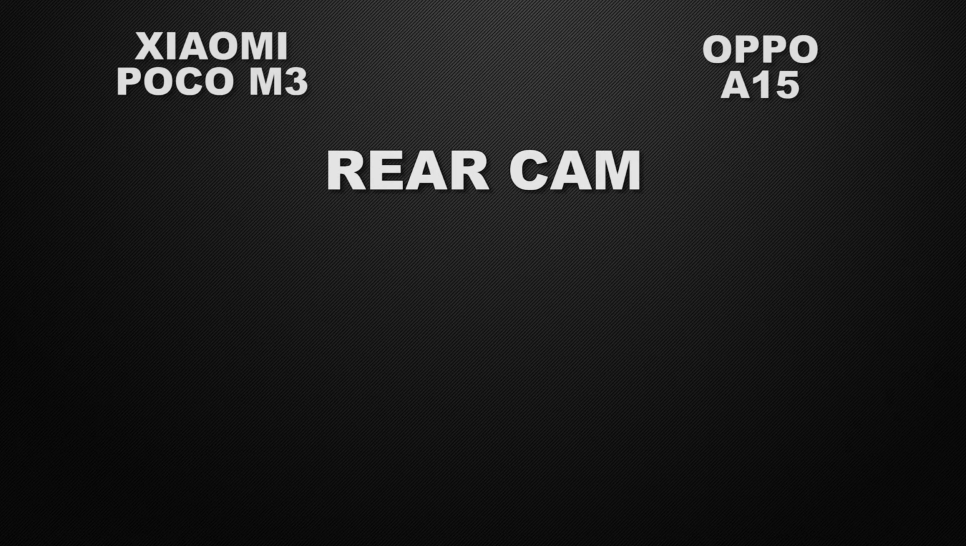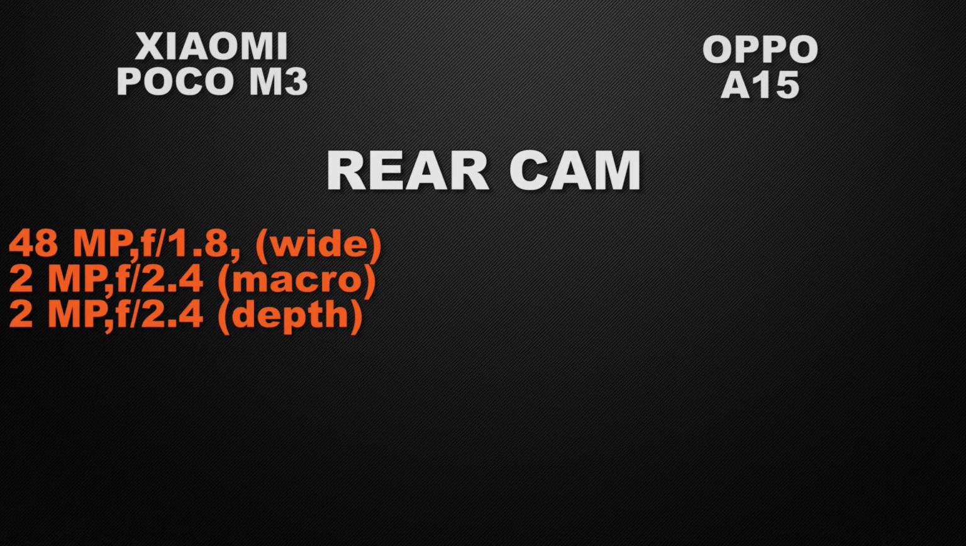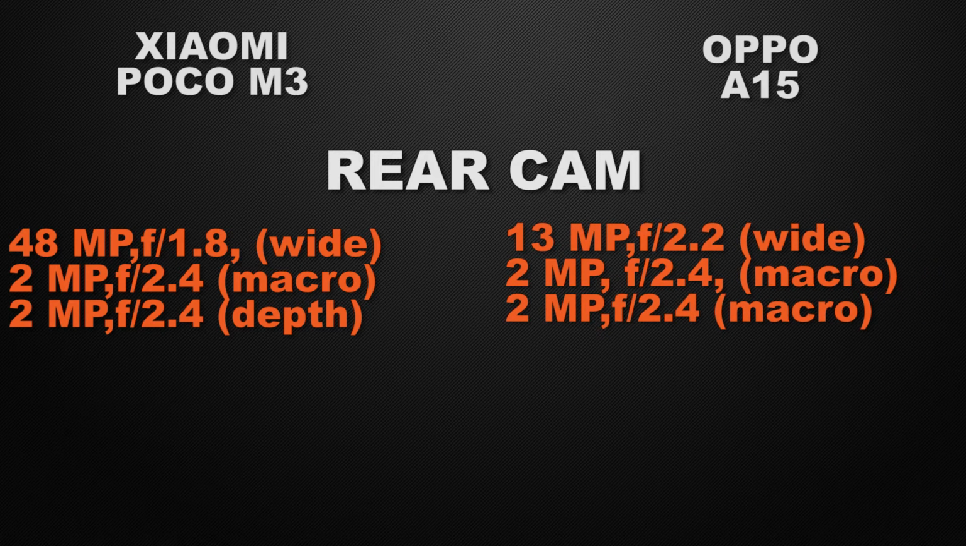Starting with the rear camera of the devices. M3 has a triple camera setup: 48 megapixel wide camera, 2 megapixel macro camera and 2 megapixel depth sensor. On the other hand, Oppo A15 also has a triple camera setup: 13 megapixel wide camera, 8 megapixel ultra wide camera, 2 megapixel macro camera. So the winner here is M3 because it has a 48 megapixel wide camera.